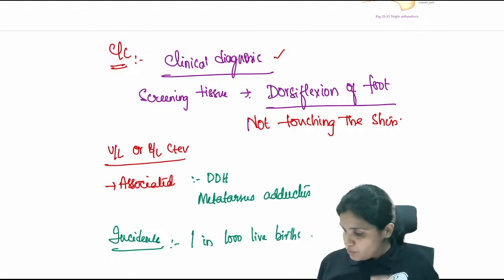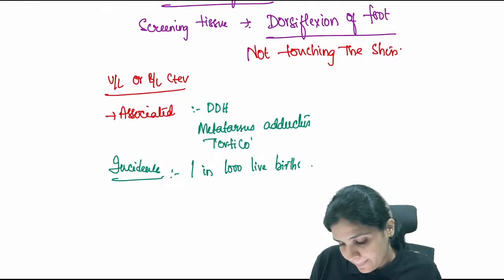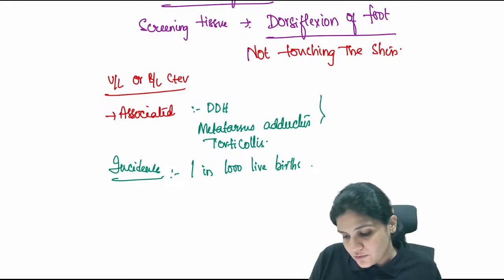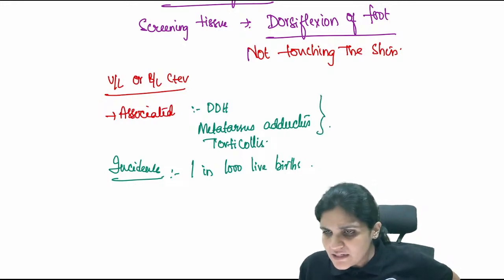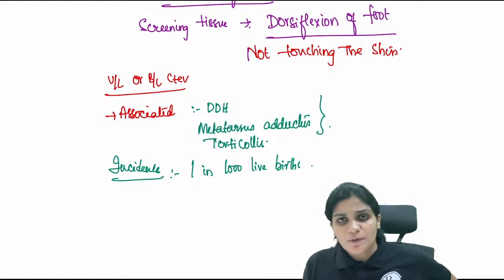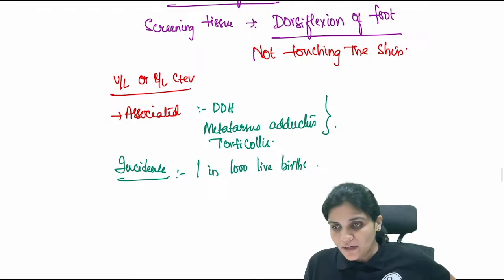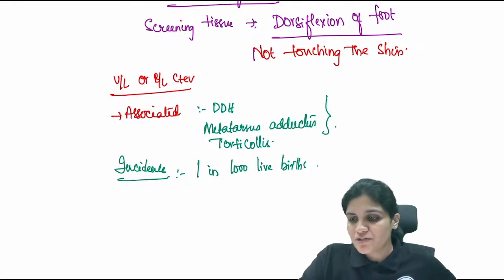And one more is torticollis. These three are usually associated conditions. Sometimes vertebral anomalies can be associated, but I'm not very sure about the vertebral anomalies with CTEV. But these three are associated conditions: one is DDH, one is metatarsus adductus, and the third one is torticollis. So whenever you see these conditions, you have to screen for CTEV.